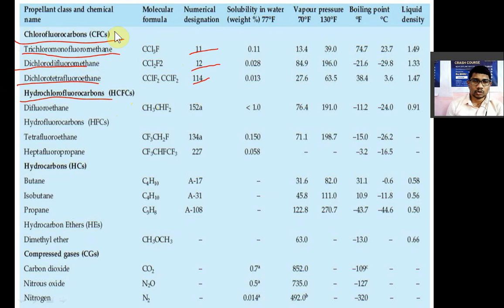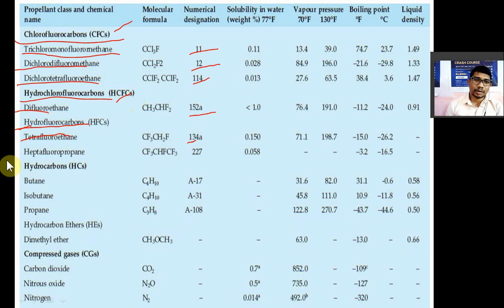डाइफ्लोरोइथेन, उसमें डाइफ्लोरोइथेन प्रोपेलेंट 152A. नेक्स्ट क्लास है आपका हाइड्रोफ्लोरोकार्बन्स, HFCs. तो इसमें एग्जांपल है टेट्राफ्लोरोइथेन प्रोपेलेंट 131 134A, हेप्टाफ्लोरोप्रोपेन प्रोपेलेंट 227. नेक्स्ट क्लास था आपका हाइड्रोकार्बन्स.